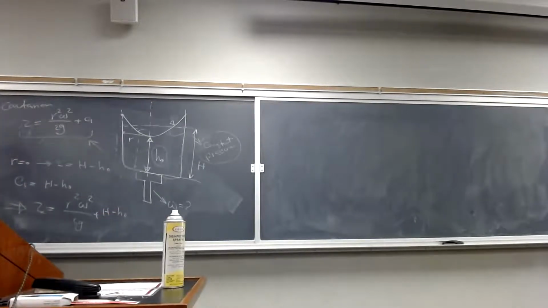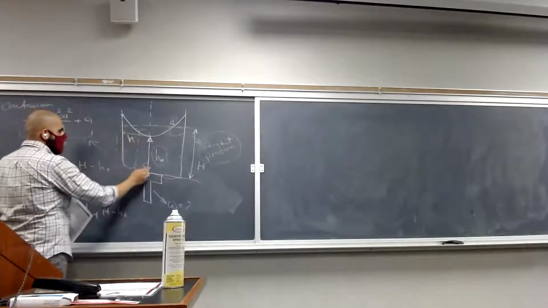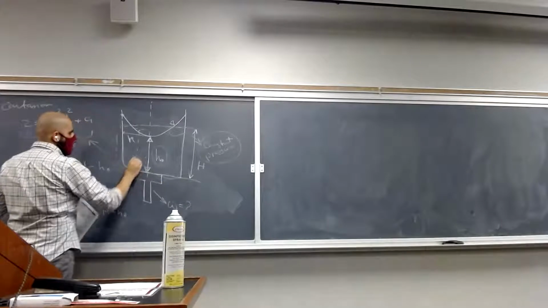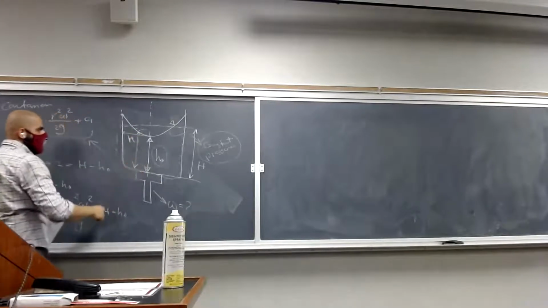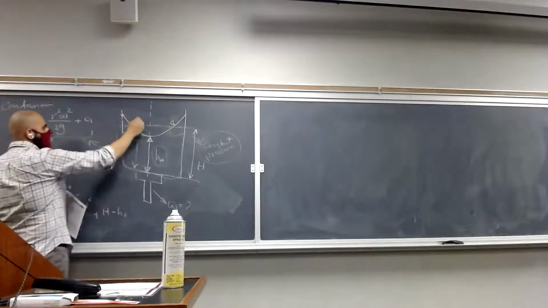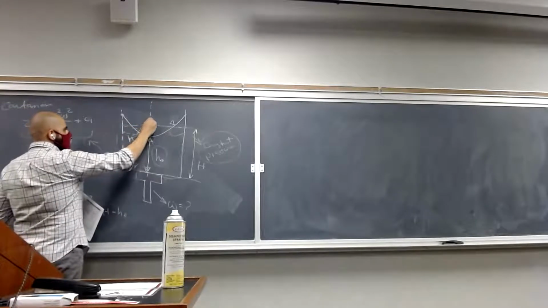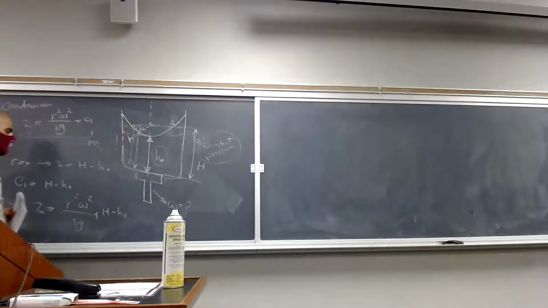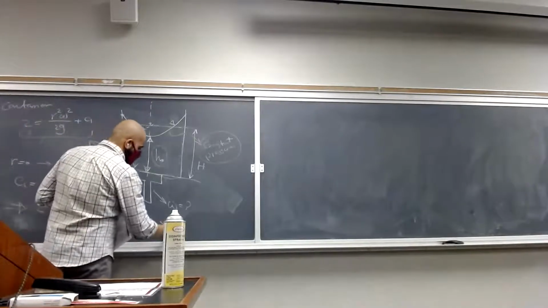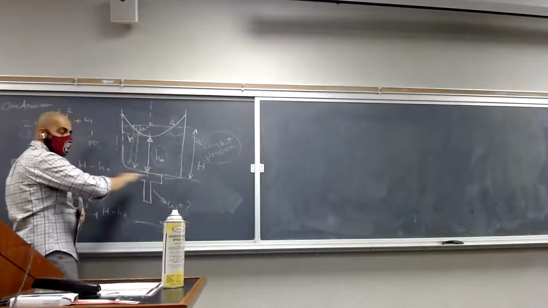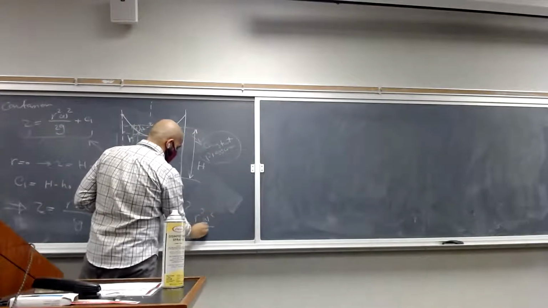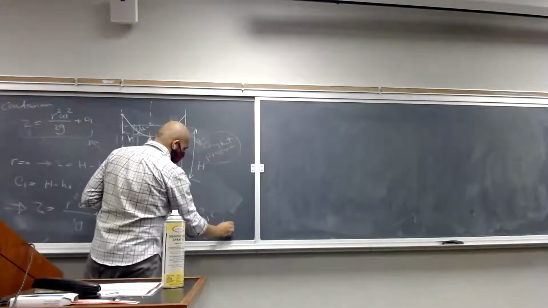But we are interested in this distance, not the distance from the free surface but the distance from the bottom, which is going to be h. This h itself is equal to capital H minus Z. This is Z. This whole thing is capital H. If you plug that in, you can find the height from the bottom of the container to be R squared omega squared over 2g plus H0.